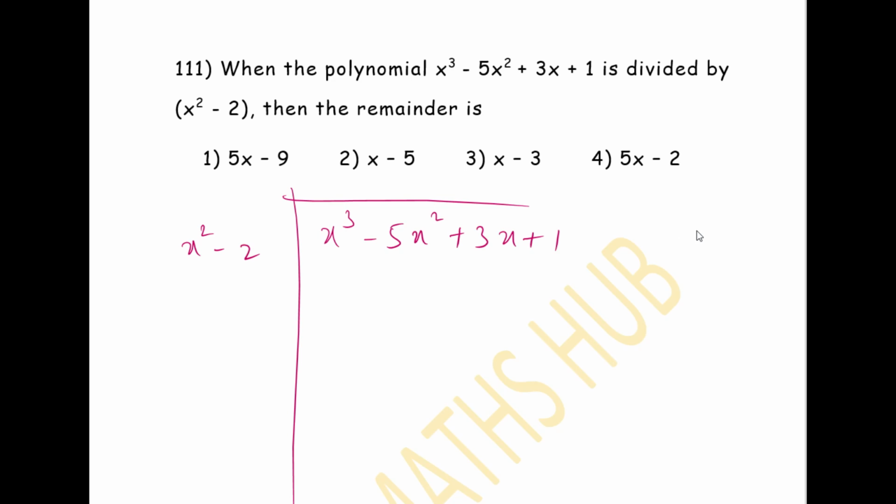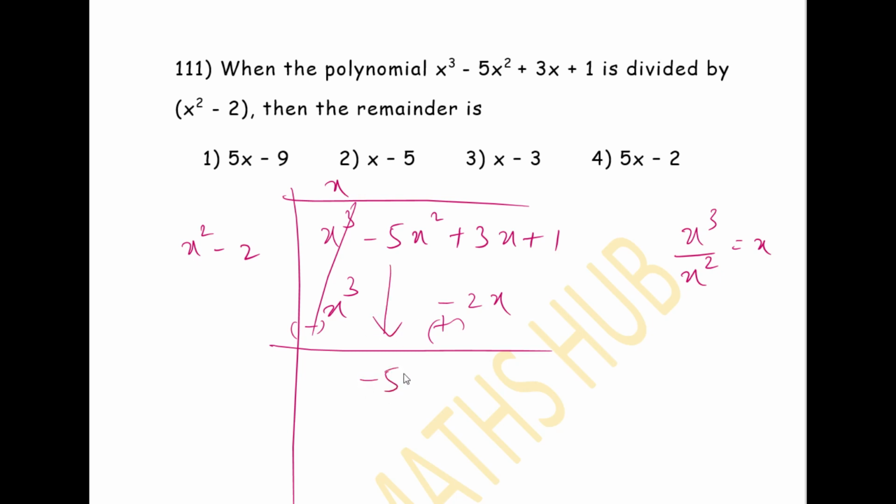Now divide the first term of p of x by the first term, x cube by x square. What we get? x. Multiply x by x square, we get x cube, and x into minus 2 is minus 2x. Now change the sign. x cube minus x cube will cancel out. Minus 5x square as it is. Now plus 2x plus 3x is plus 5x, plus 1 as it is.